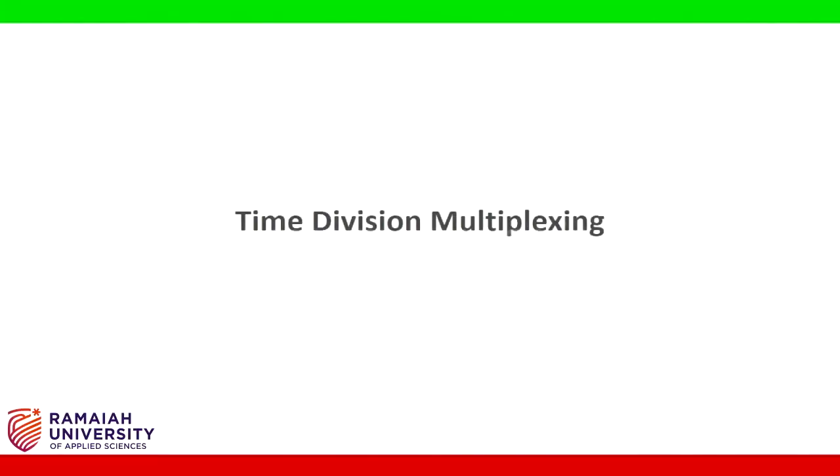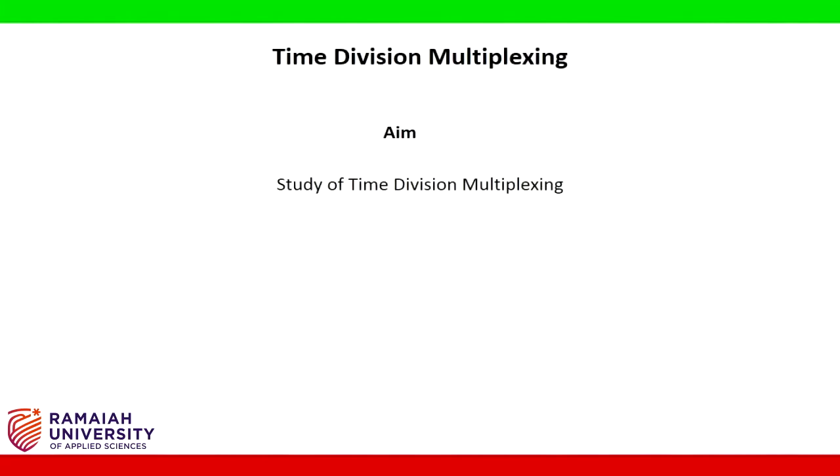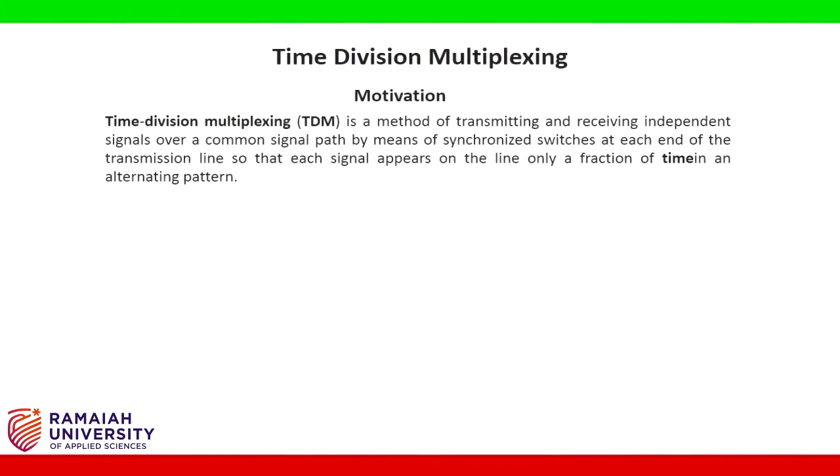Hi students, let us discuss time division multiplexing. The aim of the experiment is study of time division multiplexing. Time division multiplexing (TDM) is a method of transmitting and receiving independent signals over a common signal path by means of synchronized switches at each end of the transmission line so that each signal appears on the line only a fraction of time in an alternating pattern.